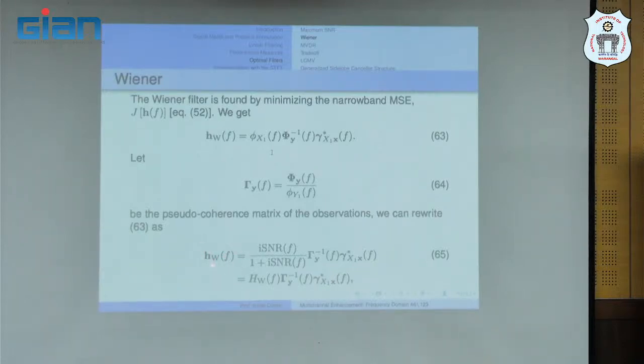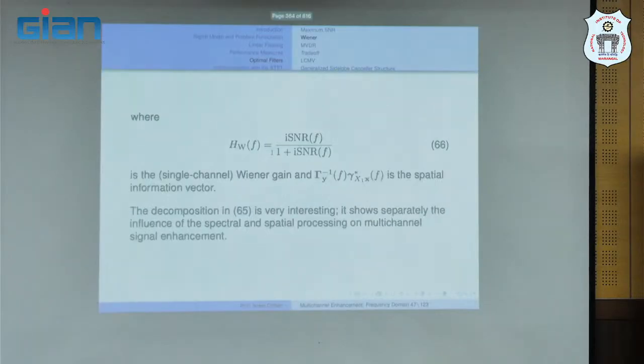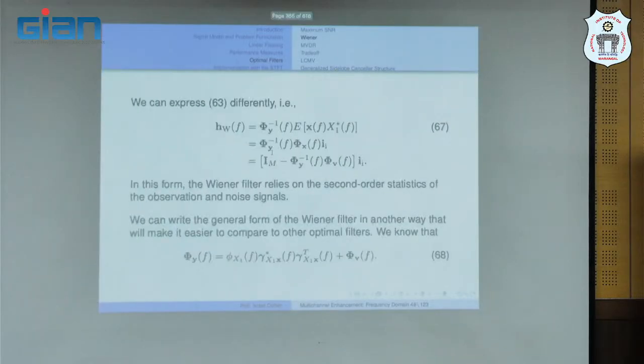So it looks nice, this kind of observation, how we define this filtering vector, the Wiener filter, by combining the single channel Wiener filter and a spatial filter. It's nice to see that. Let's continue. Let's see if we can have a different expression for this vector and get some insight from these different expressions.